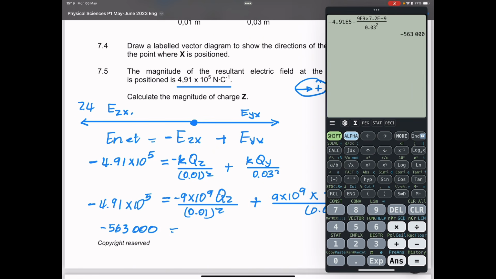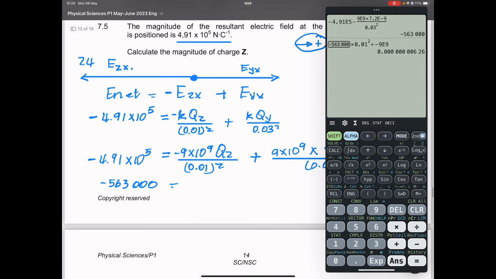Now, ladies and gents, how you choose to do this is really up to you. So what I'm going to do, just to make it easier for myself, I'm going to multiply by 0.01 squared and divide by 9 exponent 9, right? So I'm going to multiply this by 0.01 squared, but divide this by negative 9 exponent 9. Okay, I get that entire answer.